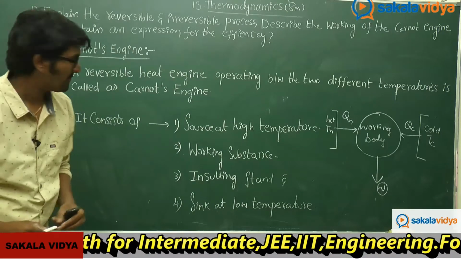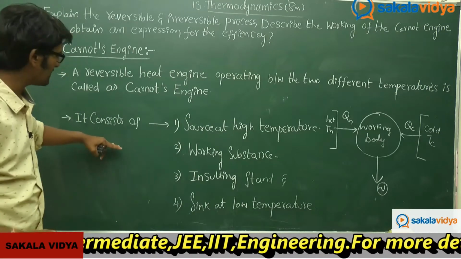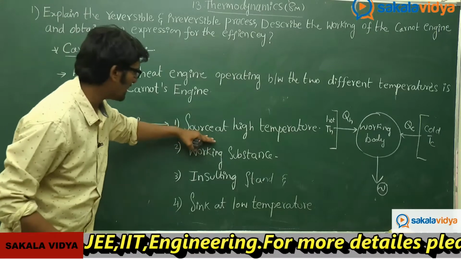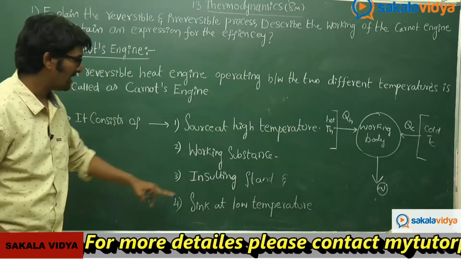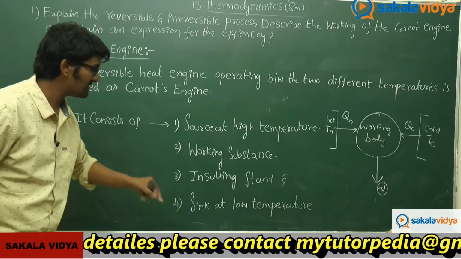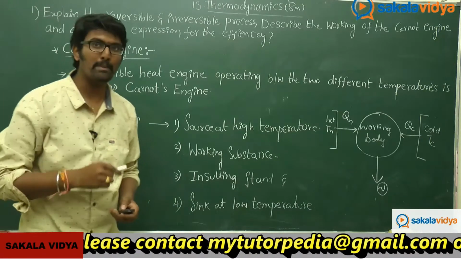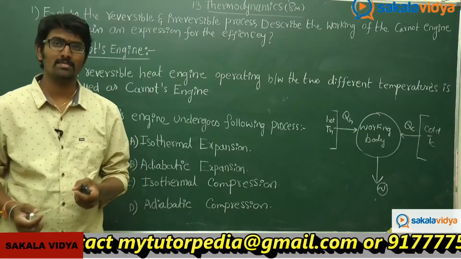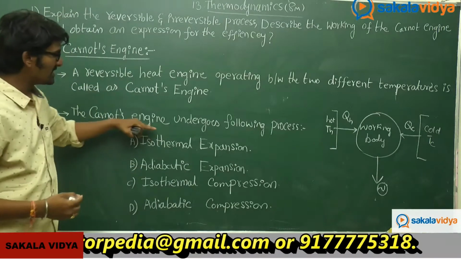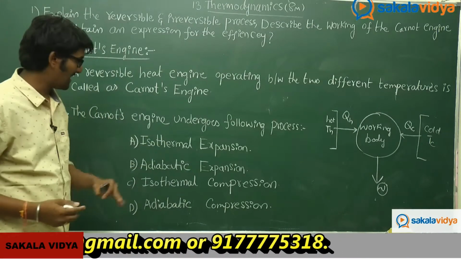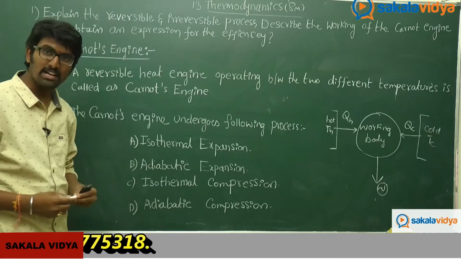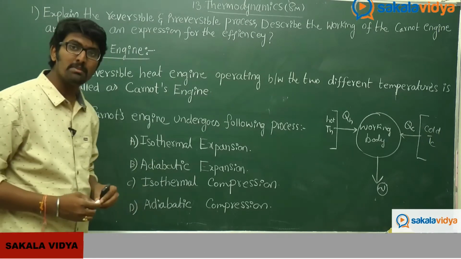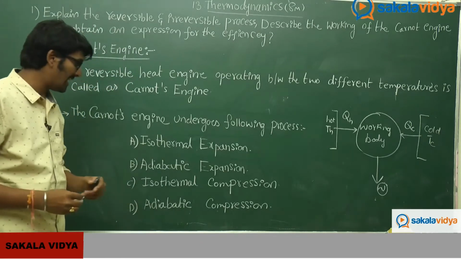This Carnot engine consists of a source at high temperature, a working substance as I told you, an insulating stand, and the last one is a sink at the lower temperature. This Carnot engine undergoes the following processes: A. Isothermal expansion, B. Adiabatic expansion, C. Isothermal compression, and D. Adiabatic compression.